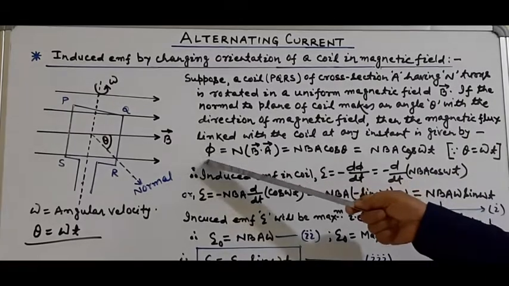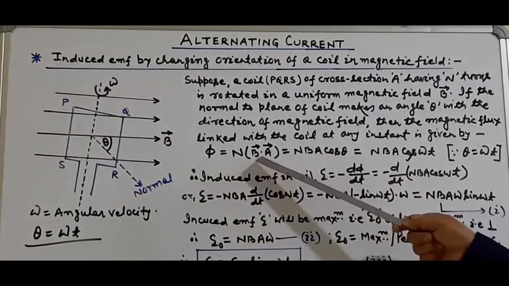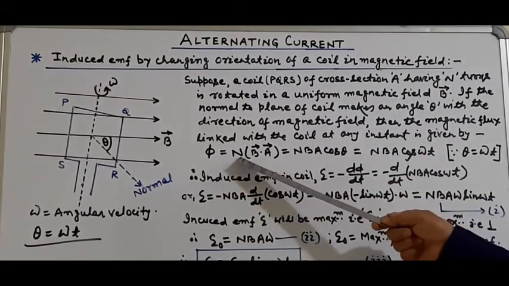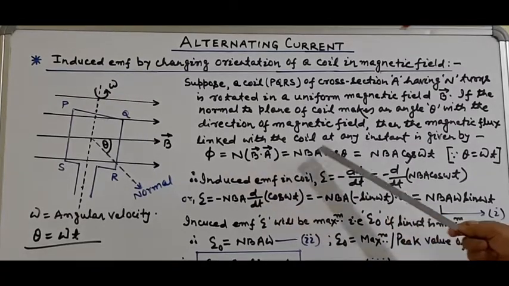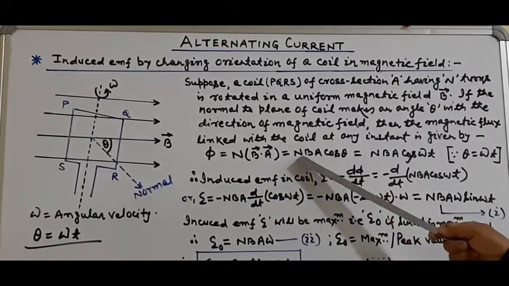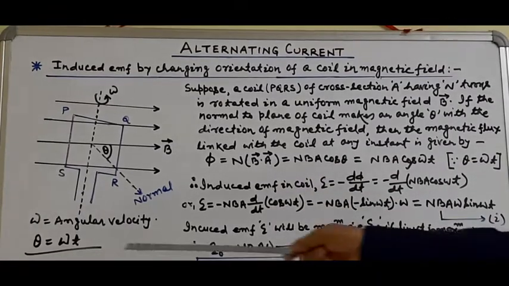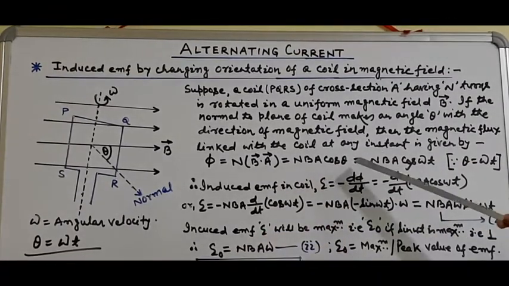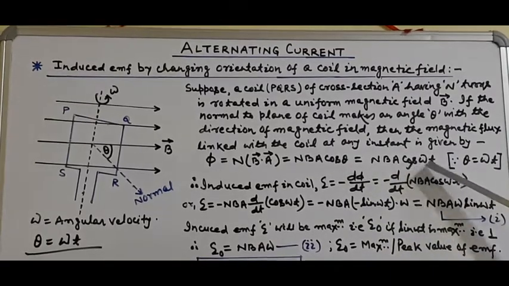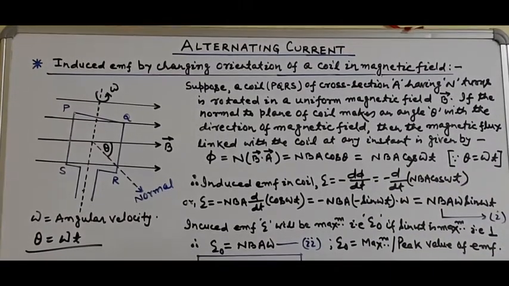Magnetic flux, suppose phi, is equal to B dot A, and N is the number of turns of the coil. So B dot A is equal to BA cos theta, with N turns. So magnetic flux is equal to NBA cos theta. Because theta is equal to omega t, put over here NBA cos omega t.